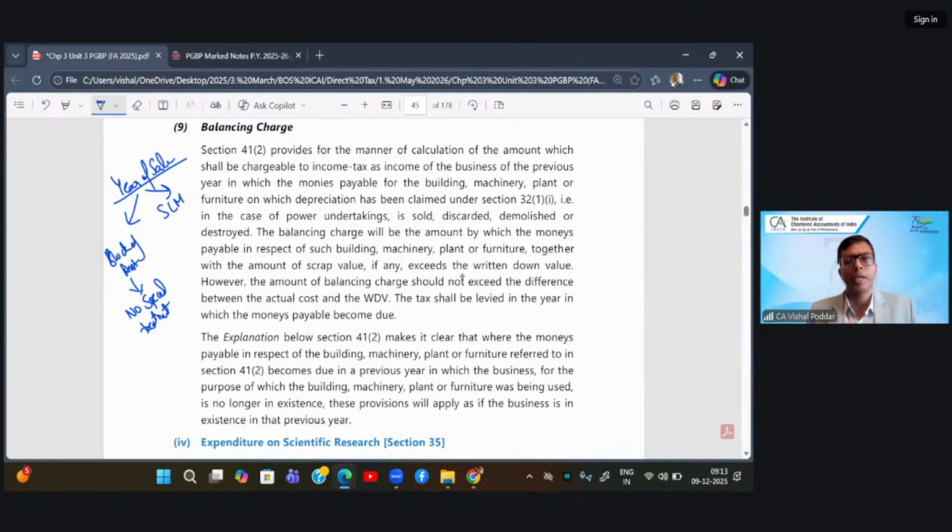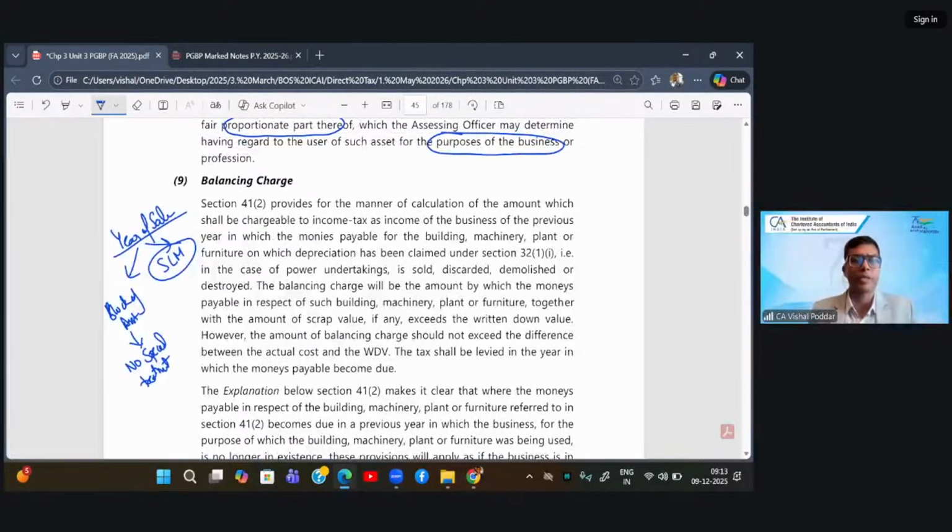Now, in the year of sale, we saw above there was a concept for SLM, that is for power units, that there will be last depreciation. Now, interestingly, there is another concept of balancing charge. Now, see, in the year of sale, there are two possibilities. First possibility is that you will have terminal depreciation, that is last depreciation, or you will have balancing charge, which is your income. Now you'll say, sir, what is this?